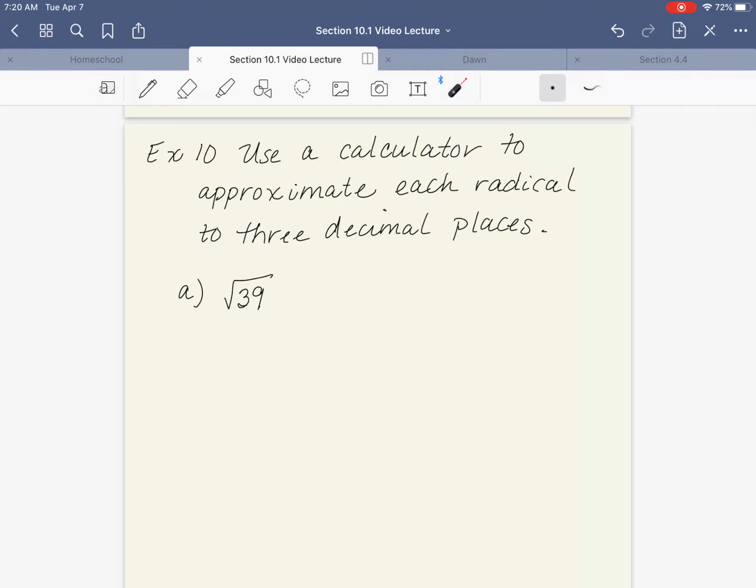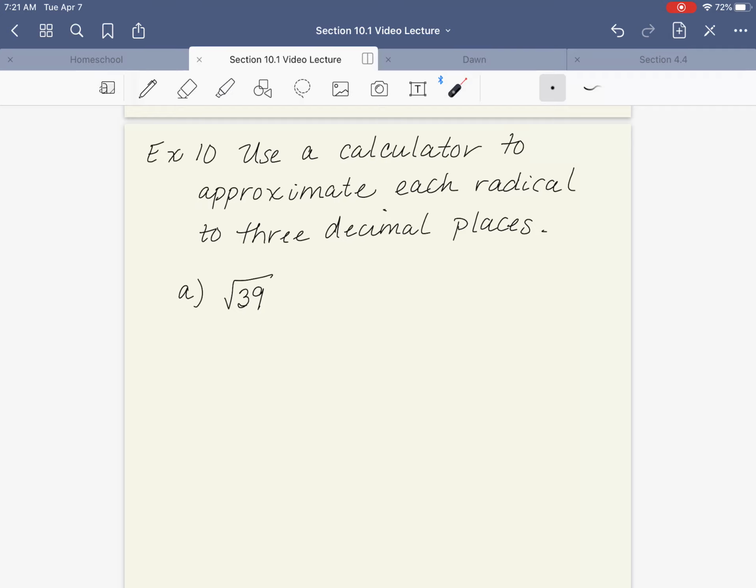All right, example 10 says use a calculator to approximate each radical to 3 decimal places. So normally I say we can't use a calculator, but in this case we'll need to. There is a method that we can use to estimate a square root without a calculator to around the nearest tenth with pretty close accuracy, but I'm just going to go ahead and allow you to use a calculator.